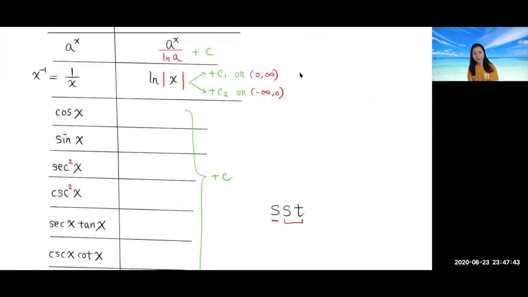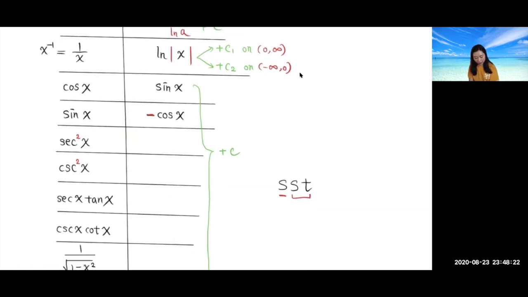Now, cosine of x. What function when you differentiate gives you cosine x? That will be sine of x. Now, what about sine of x? Well, remember, sine and cosine alternate when you differentiate. So it certainly involves cosine x, but the derivative of cosine is negative sine x. So to cancel the negative sign, you need another negative sign in front. So the derivative of negative cosine x gives you sine of x. Now, of course, all of these need the constant c, so just put plus c here for all of them.